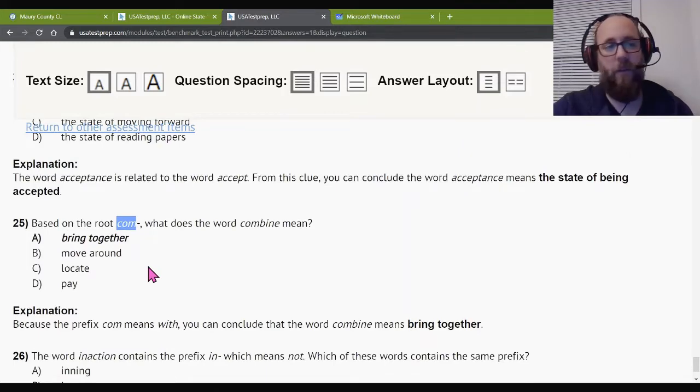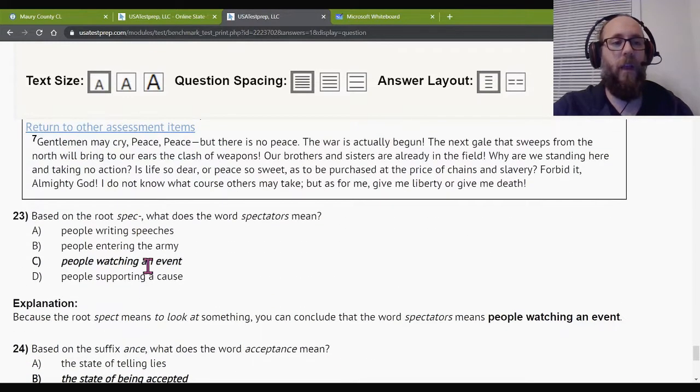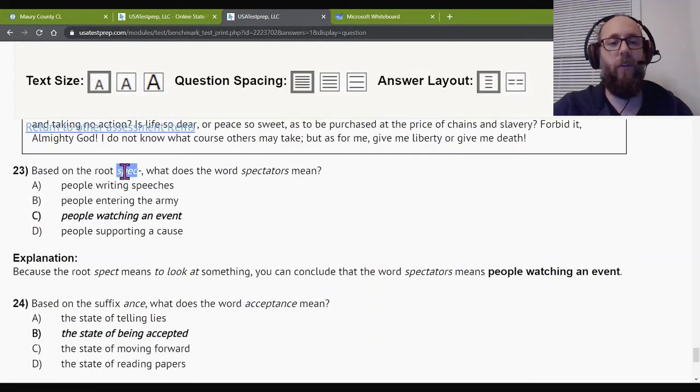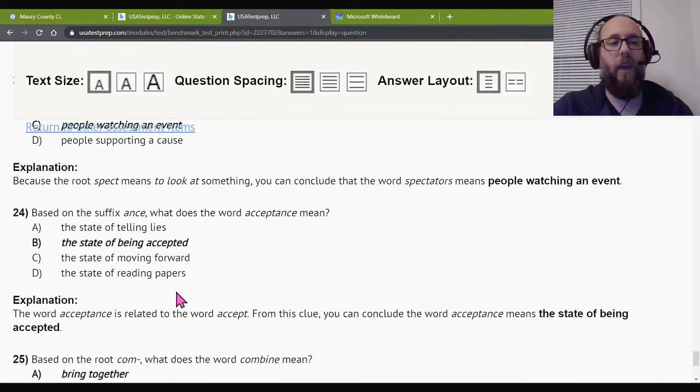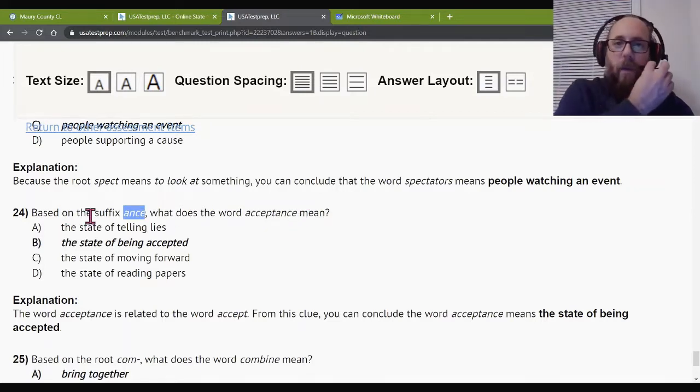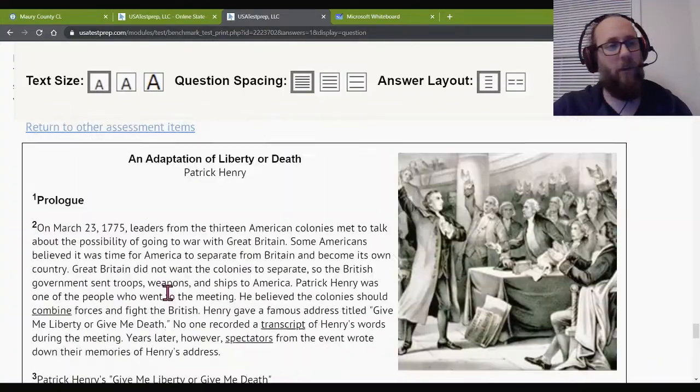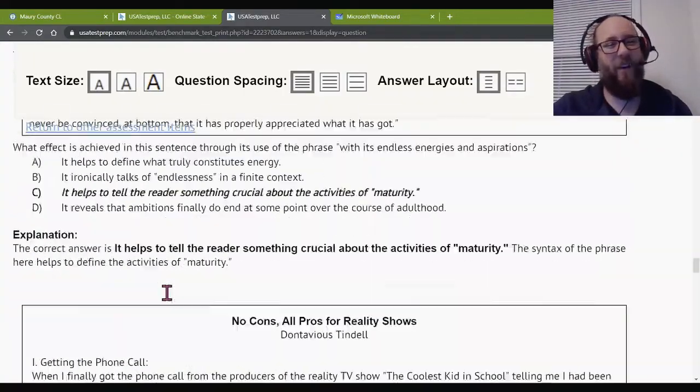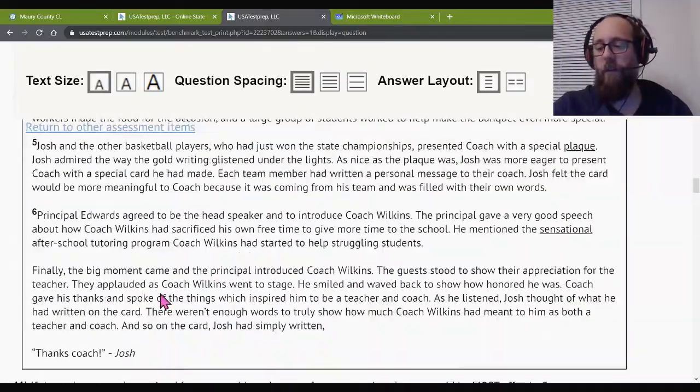Numbers 23 and 24 were also really strong. And these were also prefix words, spectators, and accept ants. And so I think you guys really understand the way words are made up, and I'm going to challenge you on one of these questions here. You really need to look at the way words are made up because you could have done better, but it's okay. We're still friends. All right, let's look at numbers 6 through 11.